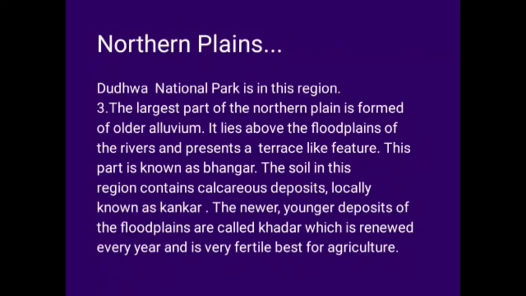The soil in this region contains calcareous deposits, means big coarse deposits. They are called kankar. And the next, fourth section is newer, younger deposits of floodplains. They are called khadar, which is renewed every year. Khadar is renewed every year, and it is the most fertile and best for agriculture. So we understood northern plains in four parts.